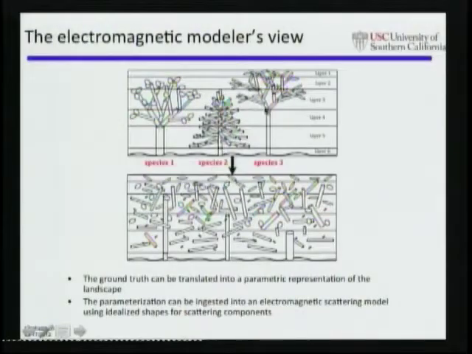So the trees become collections of cylinders. The trunks are vertical cylinders, the branches are randomly oriented. From a random medium perspective, it doesn't matter if we put the cylinders connected to a tree, or distribute them across one resolution cell of our sensing instrument. Within some approximations, the results are the same. This bottom problem is what we end up solving from an electromagnetic modeler's perspective.